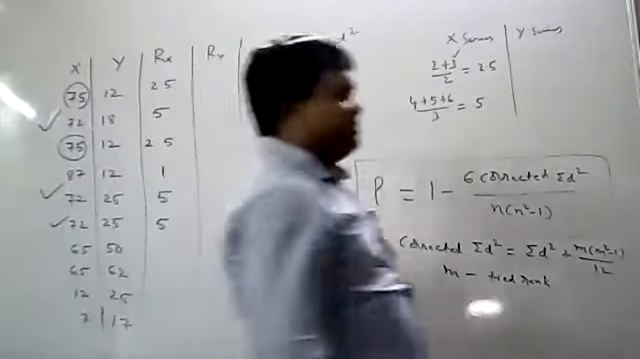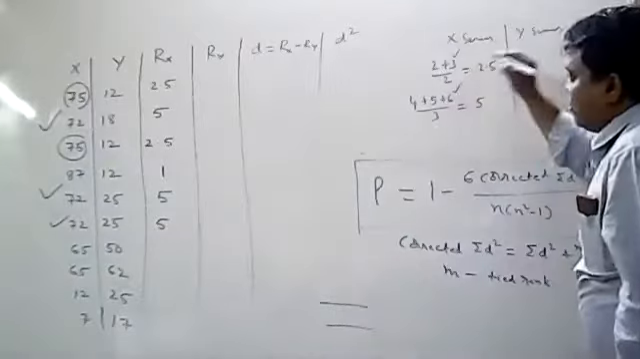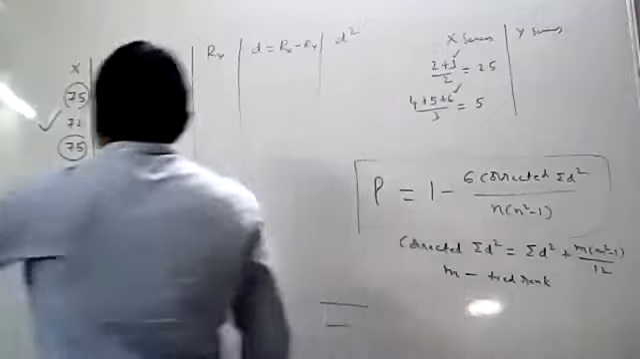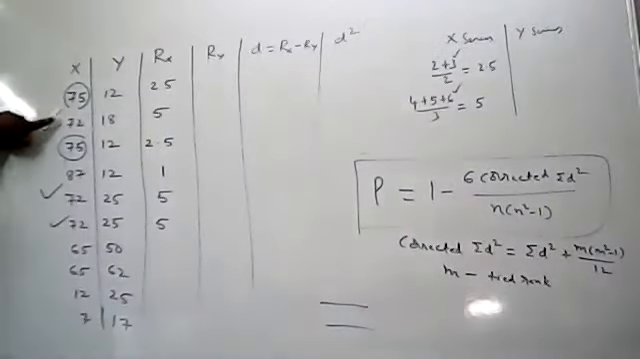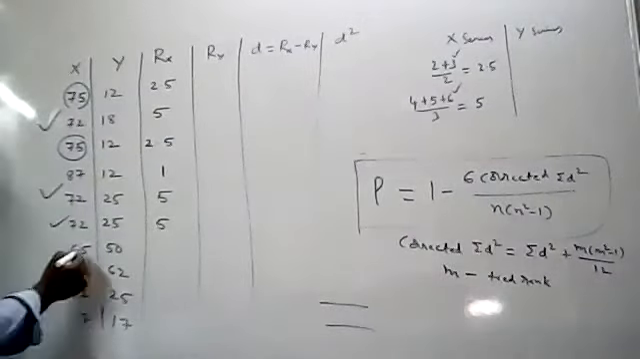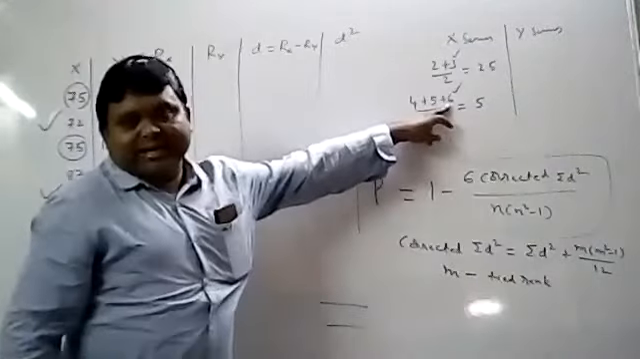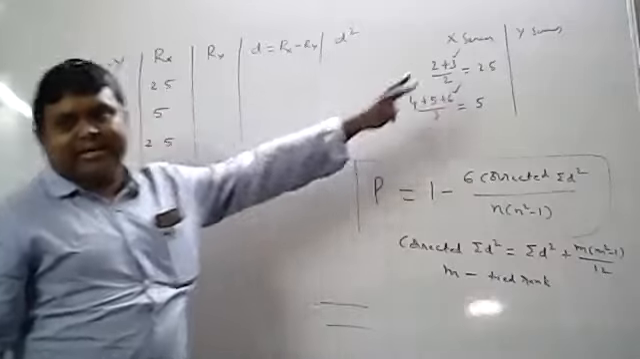Now how many ranks are finished? 6 ranks are finished. Now you have to assign the 7th rank. Now next highest value. After 72, what is the next highest value? 65. Now which rank do I have to assign? 6th rank is completed. 7th rank I have to assign.